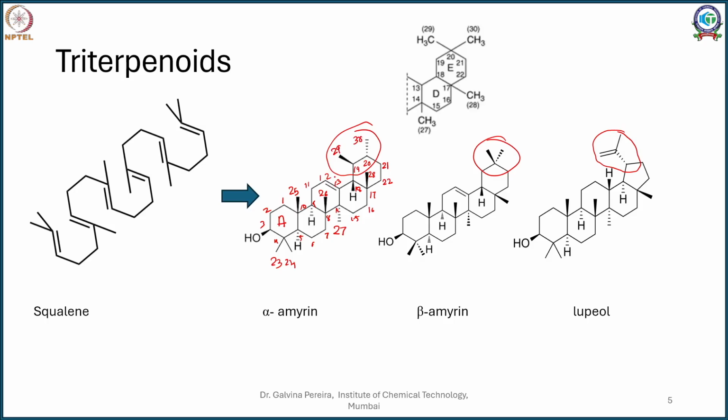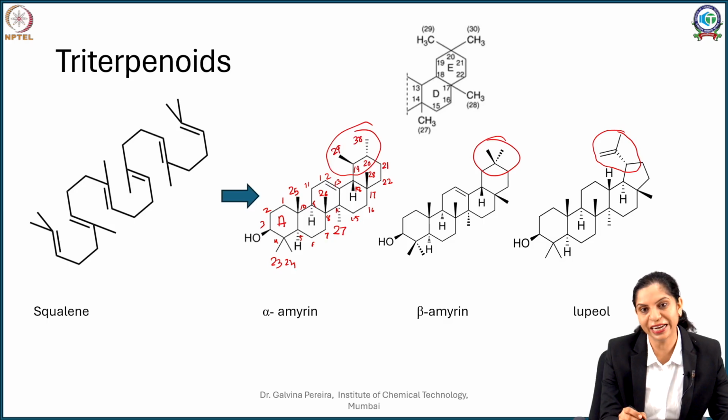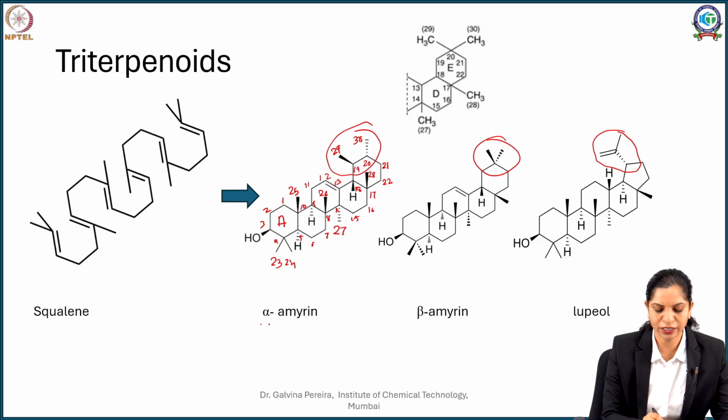Now when the terminal methyls, the last methyls of the E ring, occur with one methyl on the 19th position and the second methyl on the 20th position, we call this set of compounds alpha amyrin.